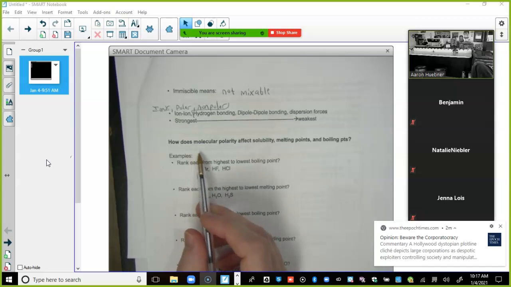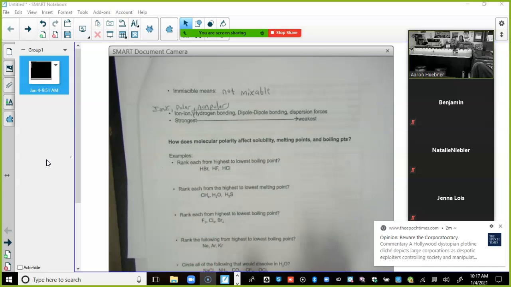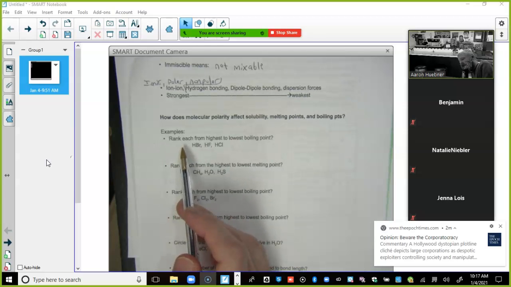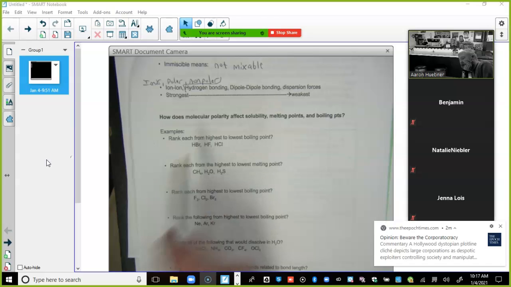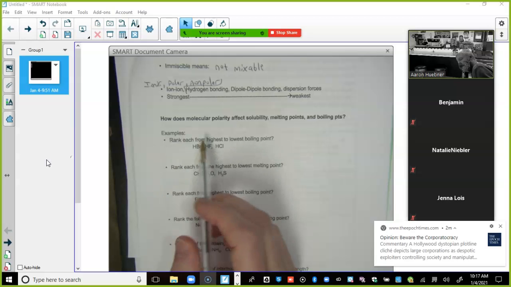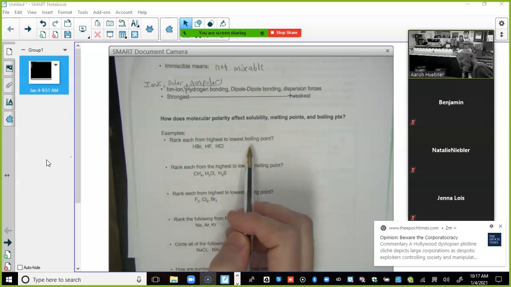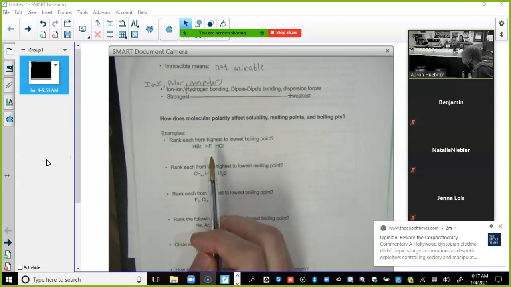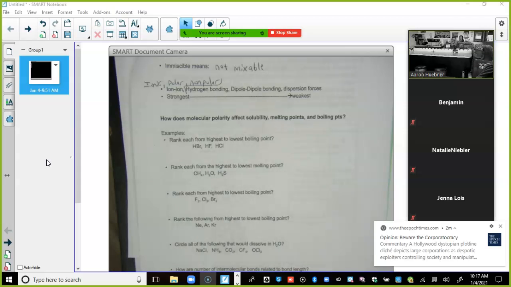All right, how does molecular polarity affect solubility, melting points, and boiling points? Here's the application. Why does it matter? Intermolecular forces are huge in engineering, looking at biomedicine and all that stuff. So rank each from highest to lowest boiling point. The thing that's going to have the highest boiling point is going to have the strongest intermolecular forces, because they don't want to be released. They want to stick together, but when you boil something, you're pulling these molecules apart and turning them into a gas. So highest boiling point, highest intermolecular force.